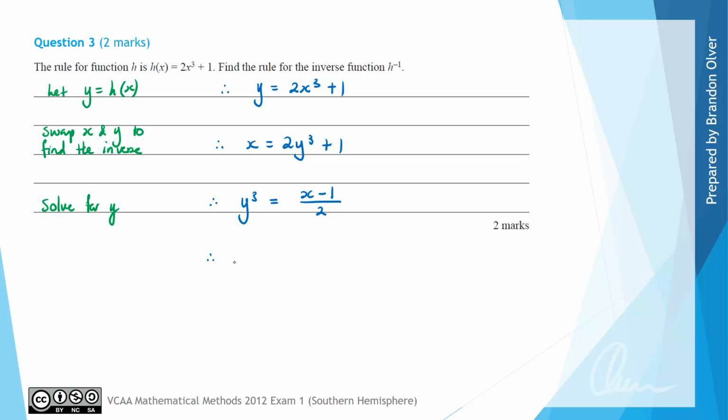So therefore y by itself, and we'll now replace it with h negative 1 of x, is going to equal the cube root of (x subtract 1) over 2. And the domain of the inverse is x is an element of all real numbers. So that is the answer to this question.